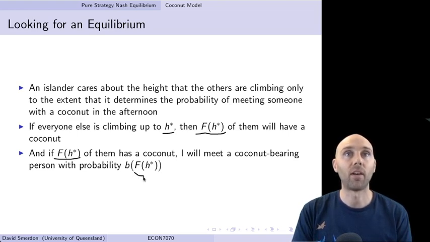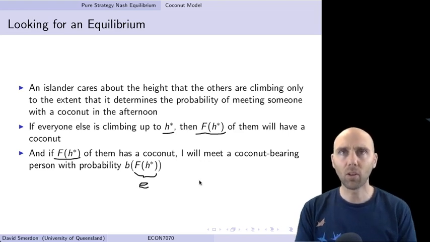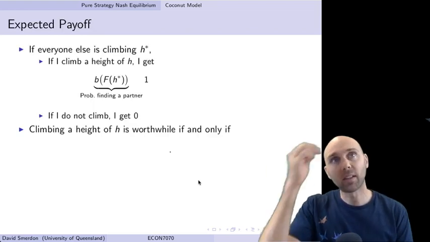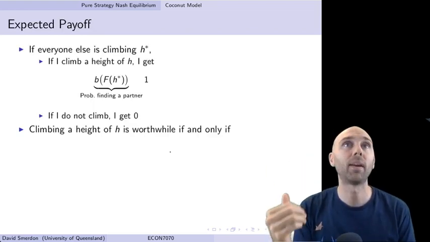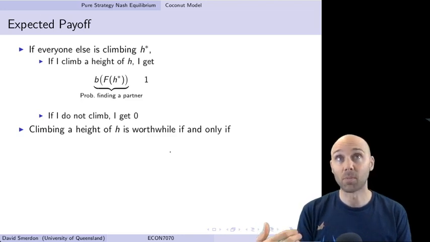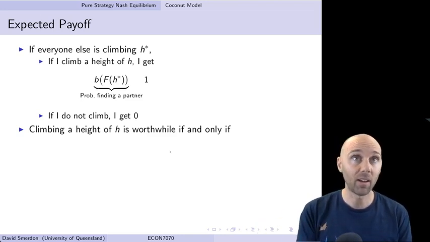And if I'm very good at art, I can write here to say that this was E, but now it's f of h star. So we're getting closer. What step are we missing? We're missing expected payoff. So if everyone else is climbing to h star, I want to know what my expected payoff is from climbing, my expected payoff from not climbing. And if my expected payoff from climbing is higher, then I'm going to climb.